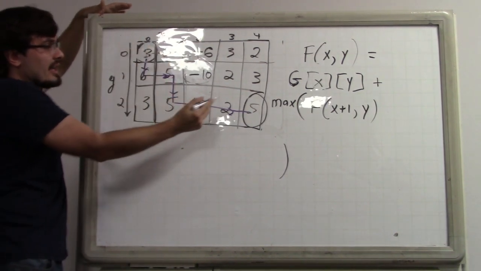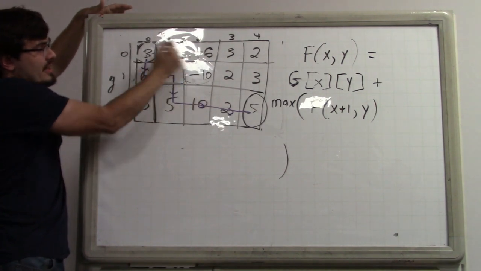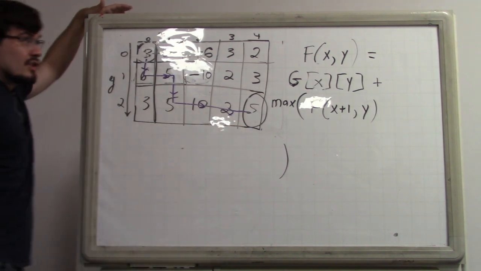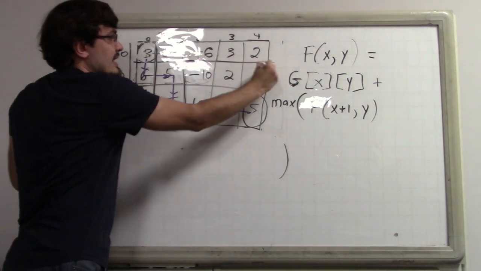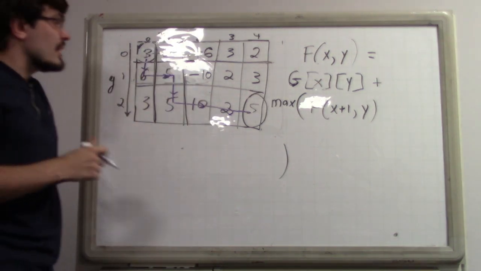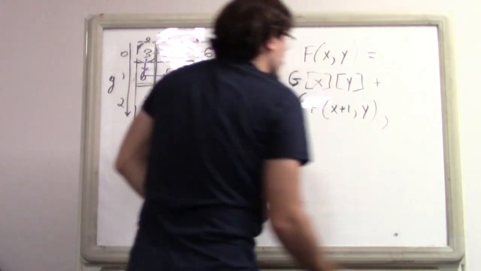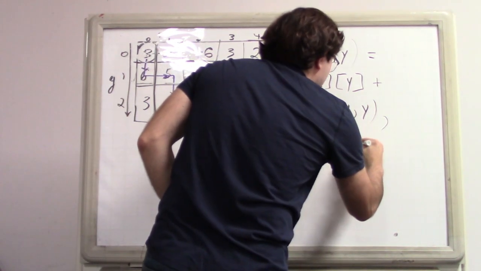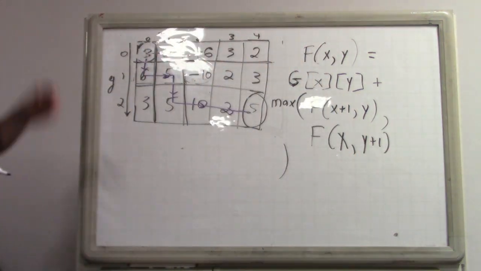If anything you collected, if this is your x, y, anything you collected before must be in this area. But anything you will collect in the future is in this area. So it's basically as if you have a completely clean subproblem here. So f of x, y is the max of f of x plus 1, y. And of course, you can choose to go down as well, which would give you x and y plus 1 here.